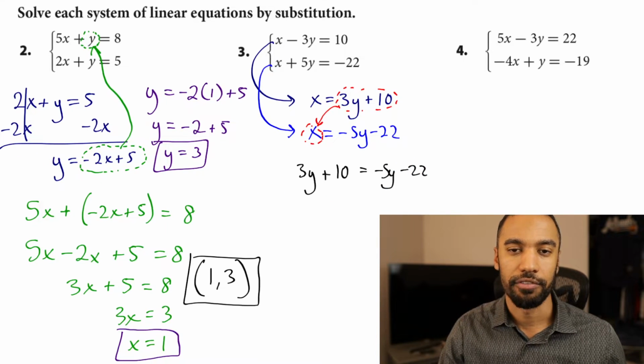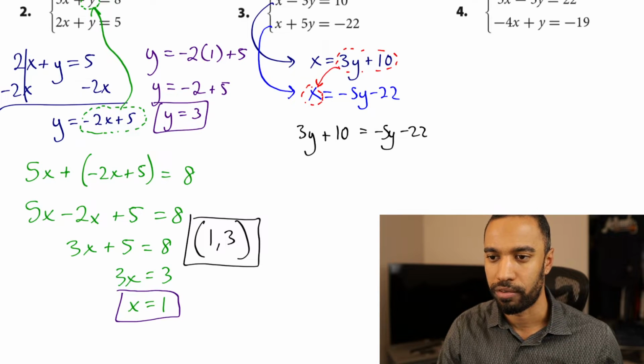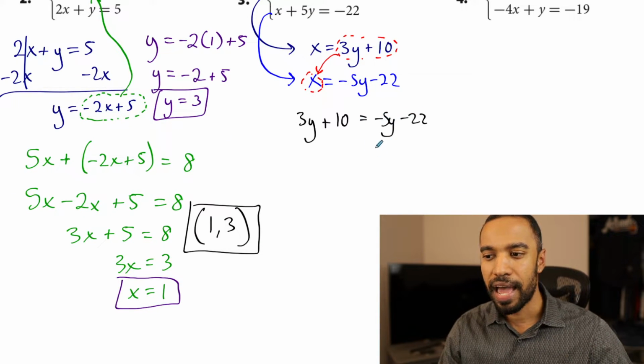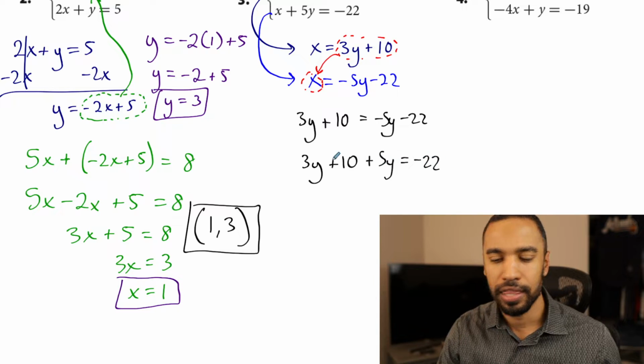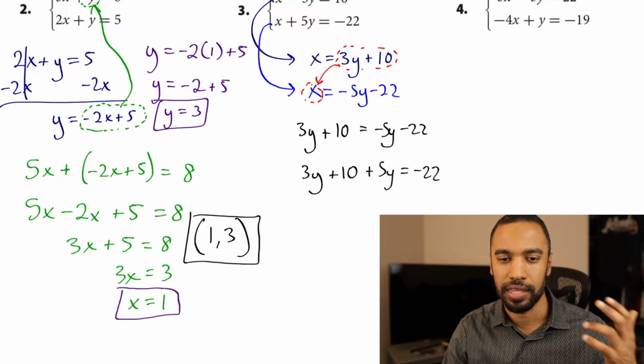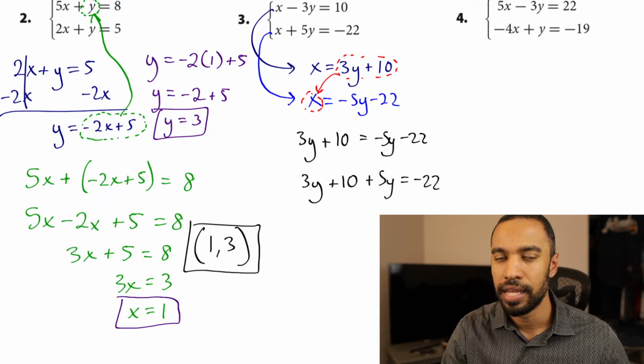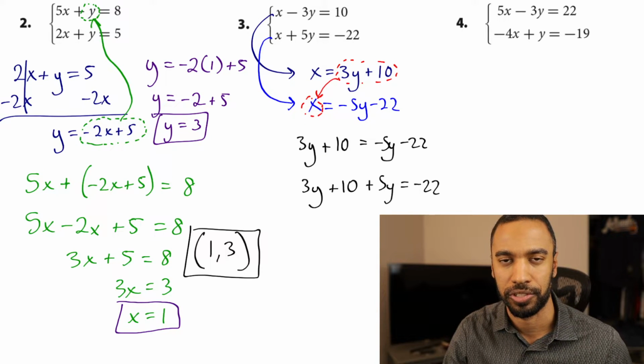Okay, now I can solve for y here because I have one equation with one variable, and that's the end goal. So I'm going to add 5y to both sides, so I get 3y plus 10 plus 5y equals negative 22. And I think right here is where you can see why the steps that I took to make that happen didn't necessarily make this problem go faster.